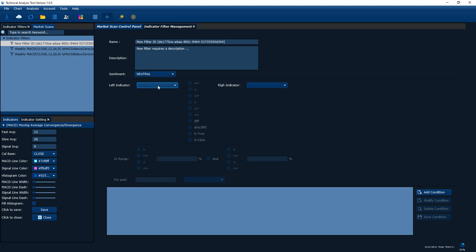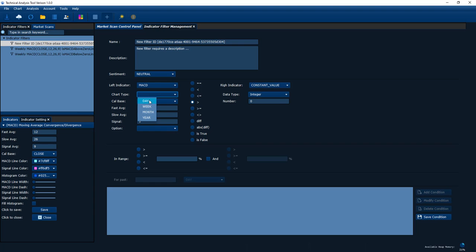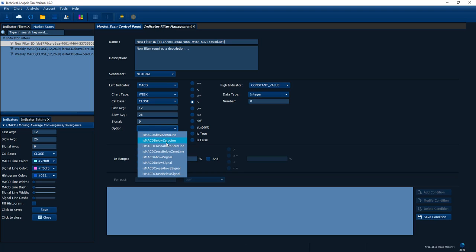But here today, let's focus on the basics. All right, let's create another condition. Sorry, and select MACD using weekly chart, closing price. Okay, so we already showed you above 0 line and below 0 line. Let's say use this one.